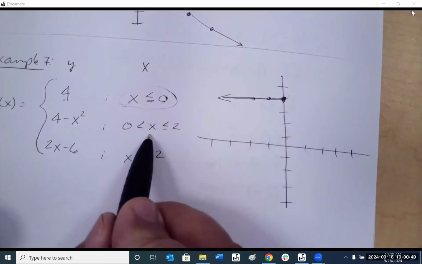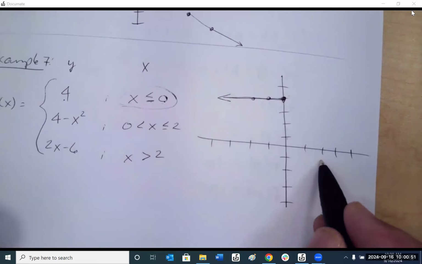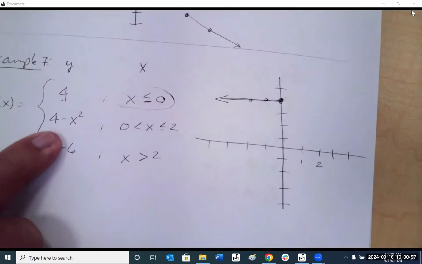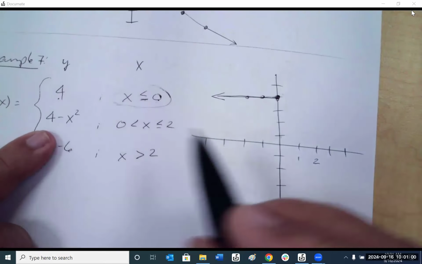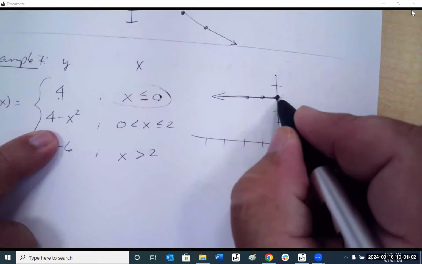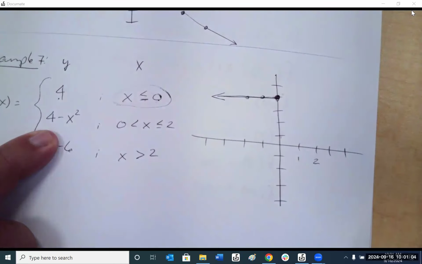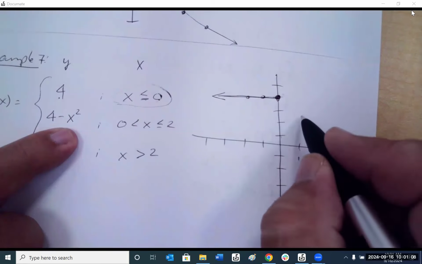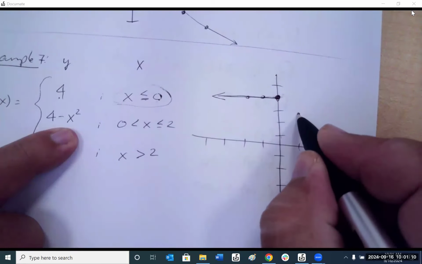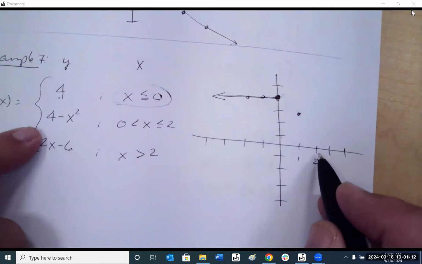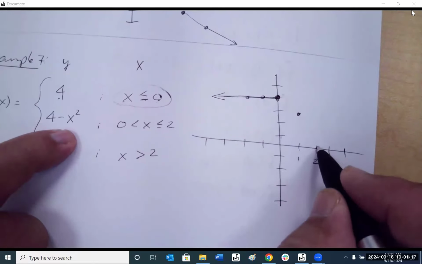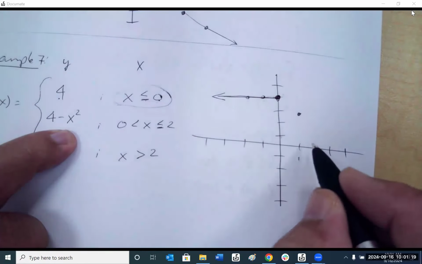All right, the next equation, I'm going between zero and two. I use this equation. When x is zero, I get four. It's already a dot there. When x is 1, 4 minus 1 is 3. When x is 2, 4 minus 4 is 0. And since it's an equal, I put a solid dot here.